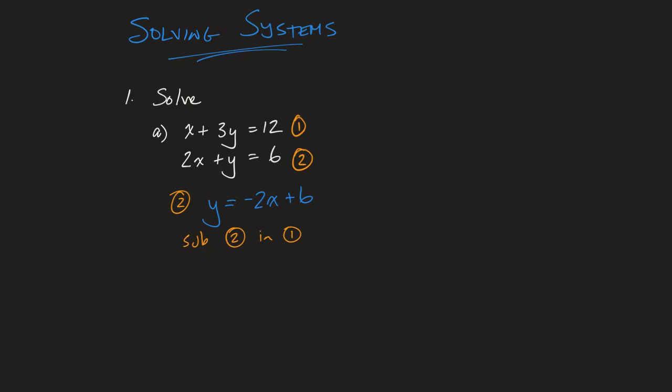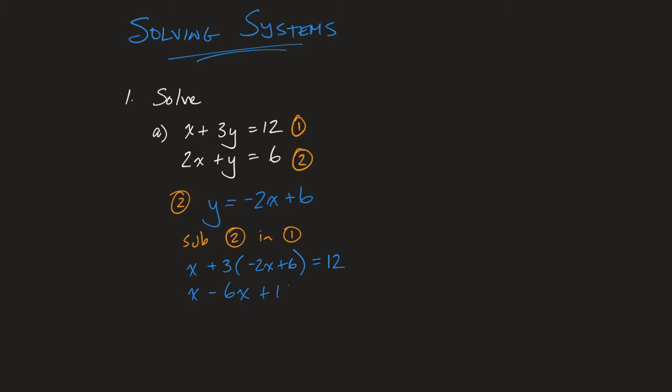So I'm going to continue on just going through and subbing 2 into 1. I'm going to copy out equation 1, and wherever I see my y, I know that I can replace that with my negative 2x plus 6. Okay, I started off, I had a problem. I had two equations with two unknowns. I couldn't solve that, but now in my blue, I have one equation with one unknown. I can solve that. The rest here just becomes mechanics.